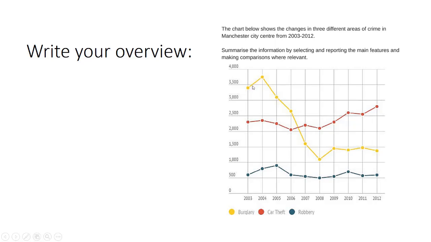But for burglary, it decreases. Alright, it starts up here, ends up down here. Car theft, it increases. Starts here, ends up here. Robbery stays the same. Starts just above here, and then ends up just above here. So what you've done is you've just simplified everything. You have taken a graph and you're probably like, okay, it goes up and then it goes down and then it goes up again and then it goes like, you don't have to think in detail for your overview. Your overview doesn't include any detail.